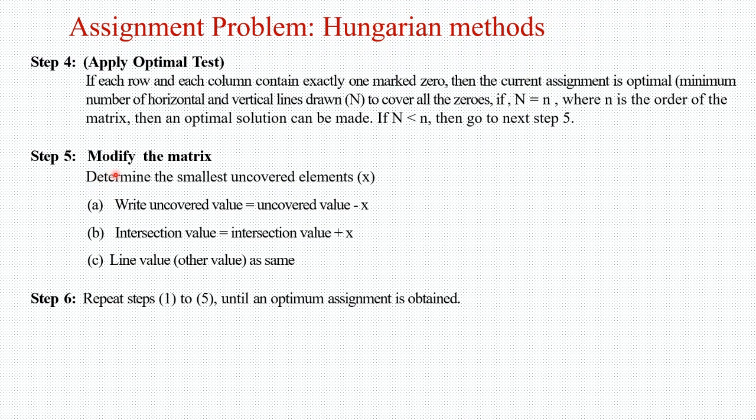Step 5. Modify the matrix. Determine the smallest uncovered element x. Uncovered value is equal to uncovered value minus x. Intersection value is equal to intersection value plus x. Line values, that is the other values, remain the same. Step 6. Repeat steps 1 to 5 until an optimum assignment is obtained.